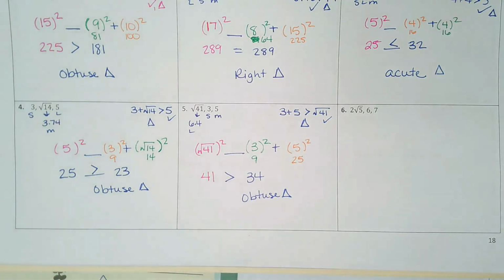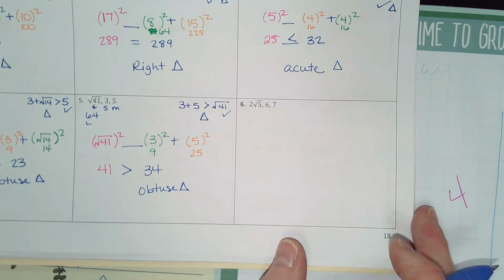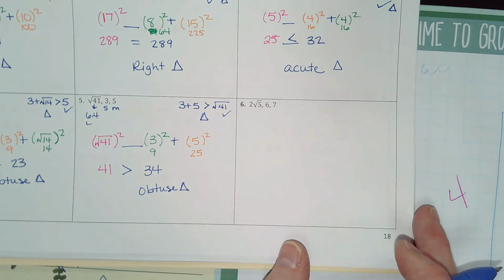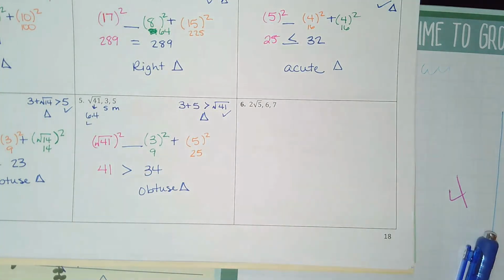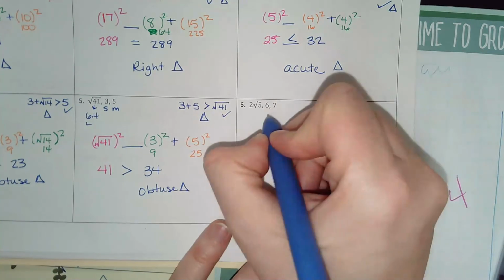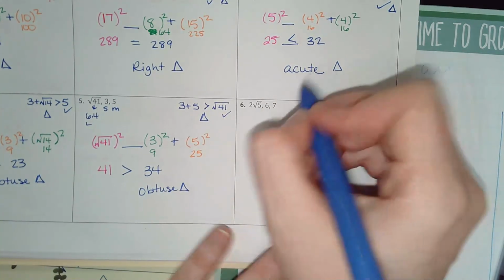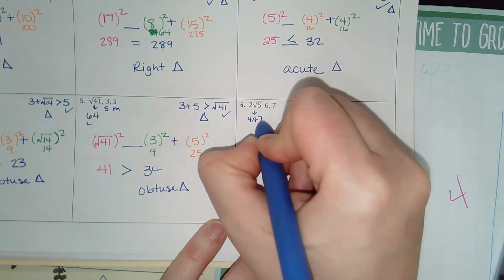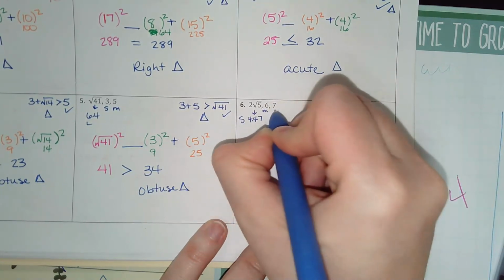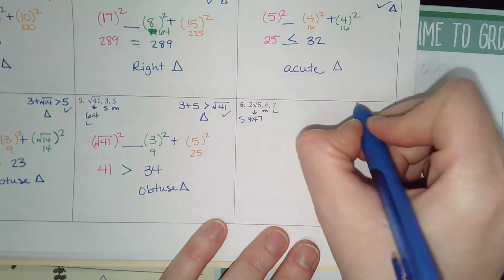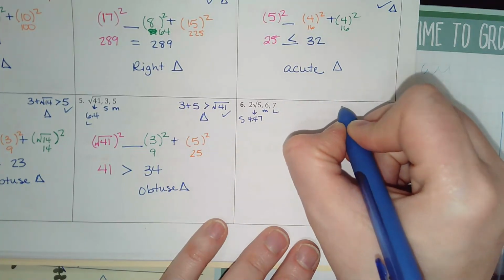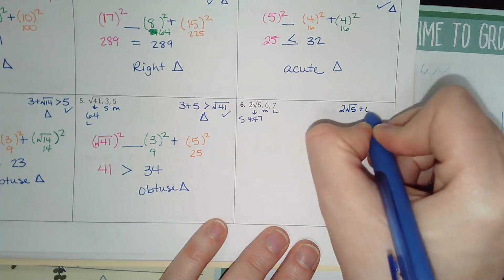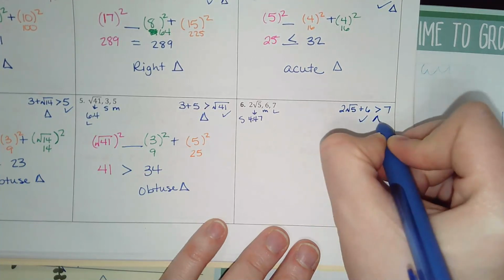Last but not least, we have 2 root 5, 6, and 7. 2 root 5 is approximately 4.47. So this would be small, medium, large. So 2 root 5 plus 6, is that bigger than 7? The answer is true, that's a triangle.